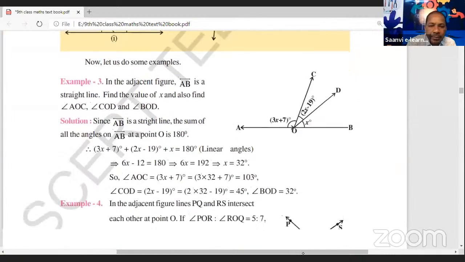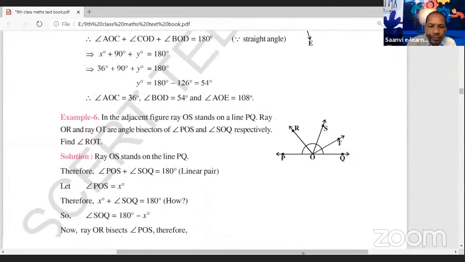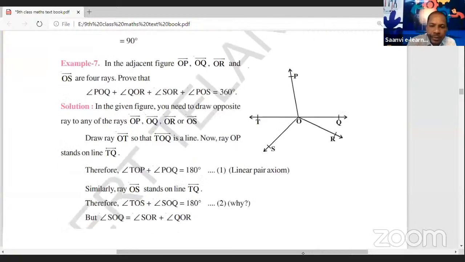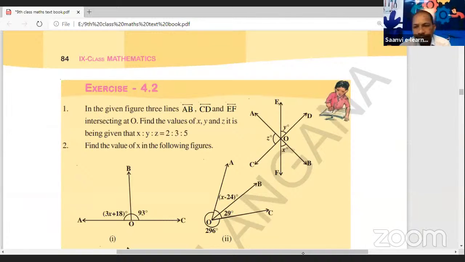Okay, children. Now, based on these topics, exercise problems are there. So all of you open exercise 4.2. All of you open exercise 4.2. See, exercise 4.2, the question is given.